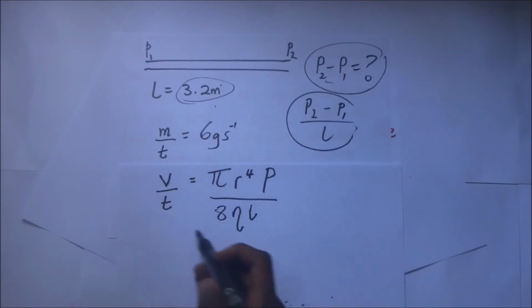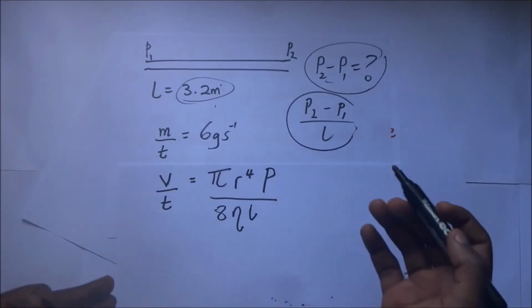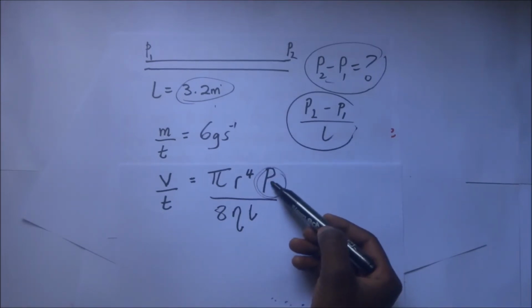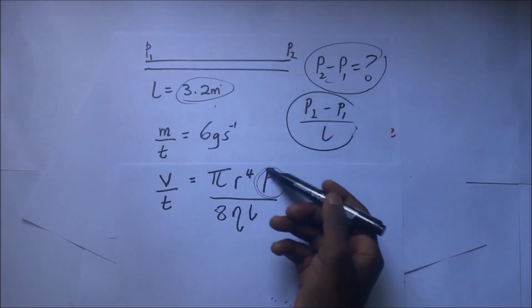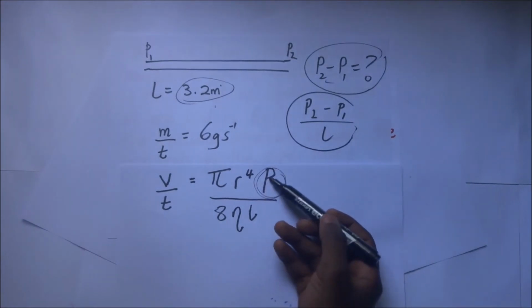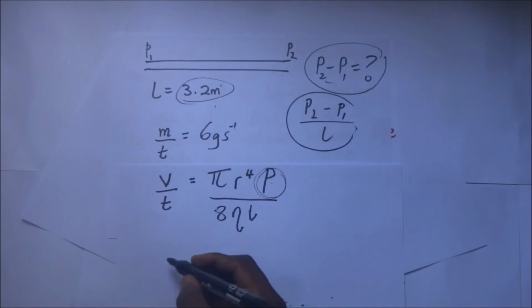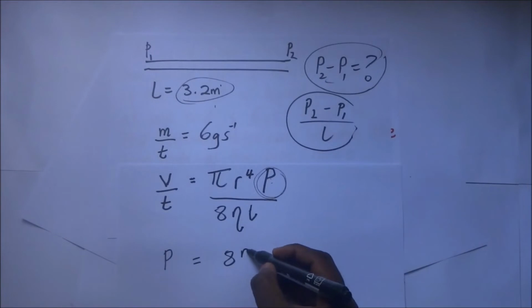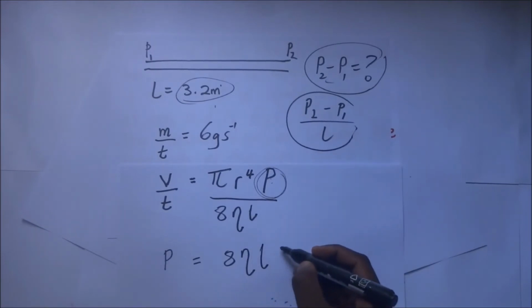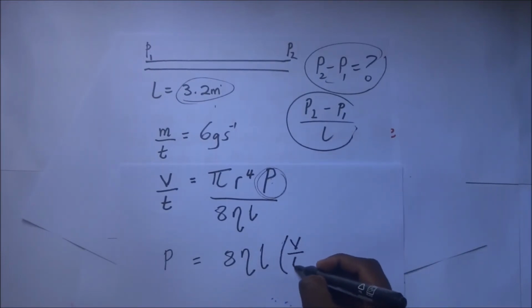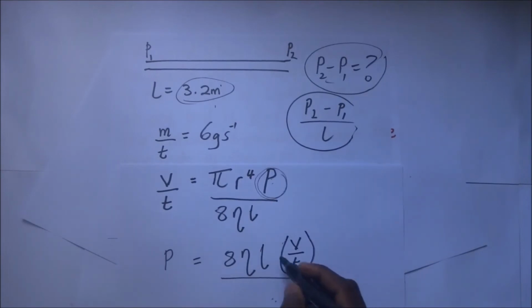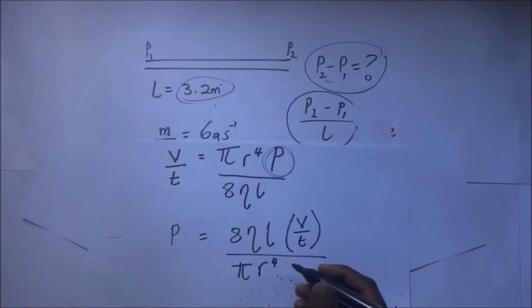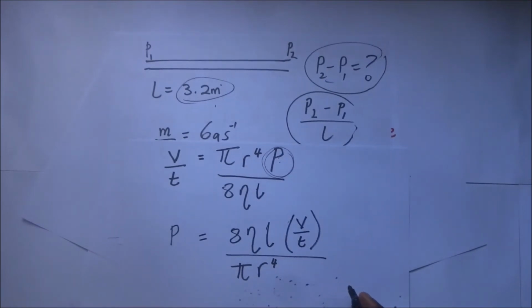Now, we derived this in our previous session, and now we're just going to use it. So now the question is, we need to make the pressure difference the subject of the formula, because it's what we need to find first, according to the question. So making P the subject of the formula gives P equal to 8 times the coefficient of viscosity times the length times the volume flow rate, V over T, divided by pi times r to the power 4.